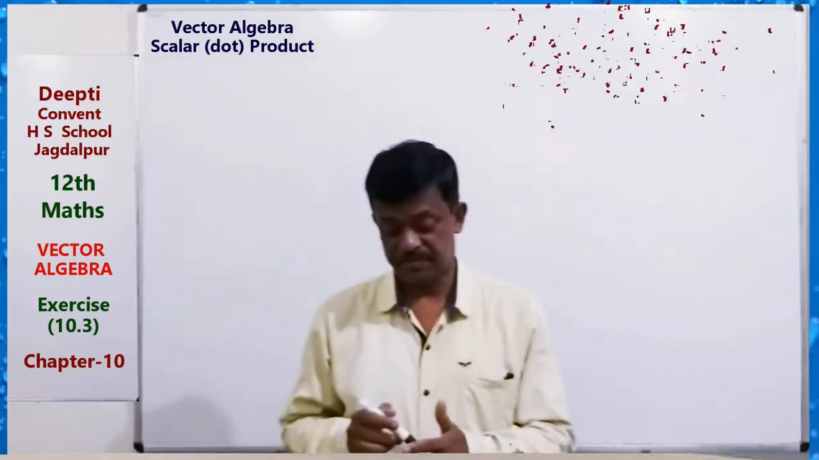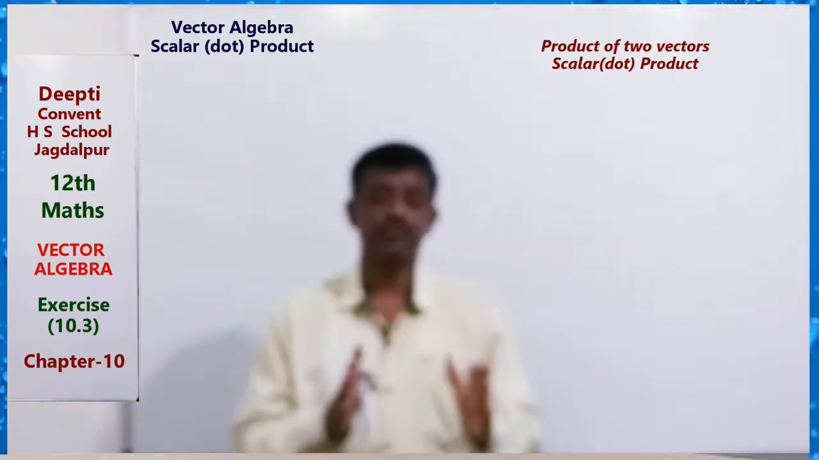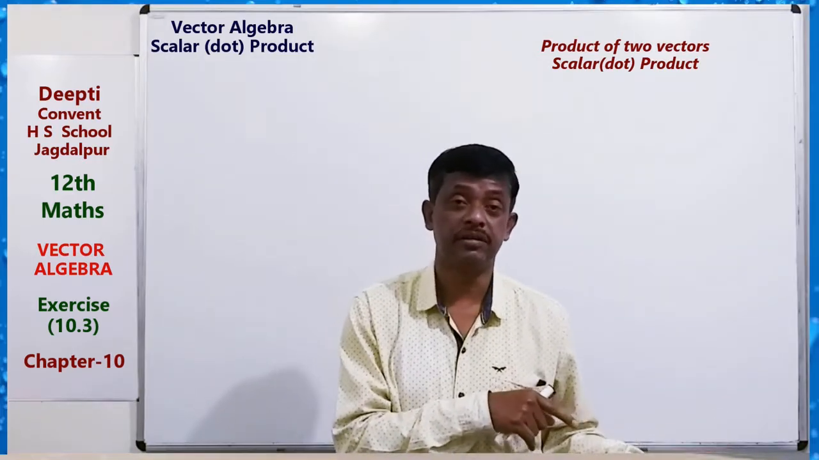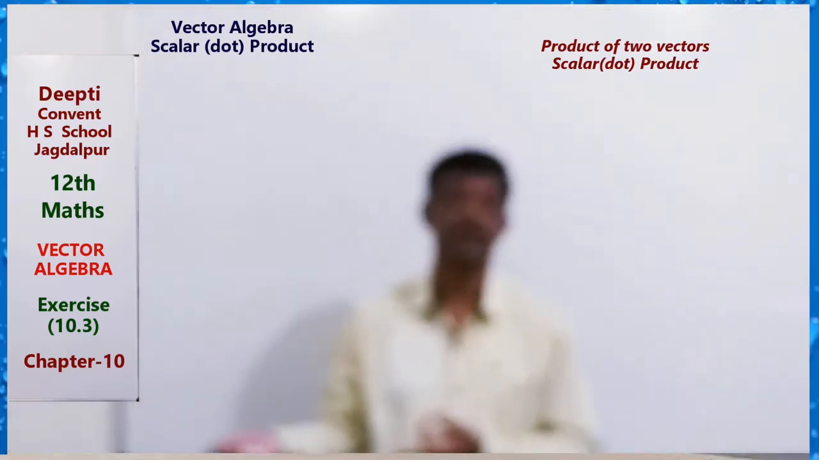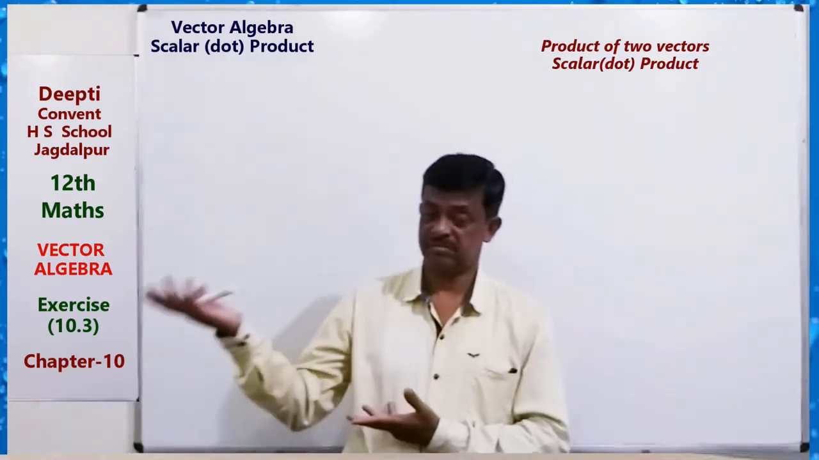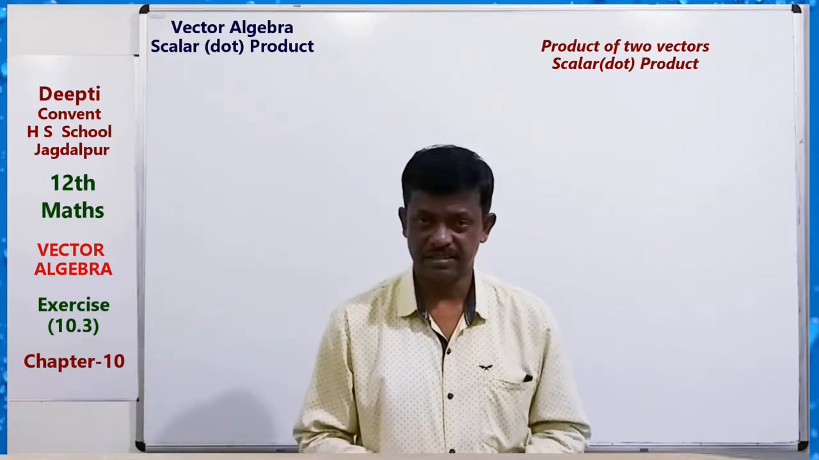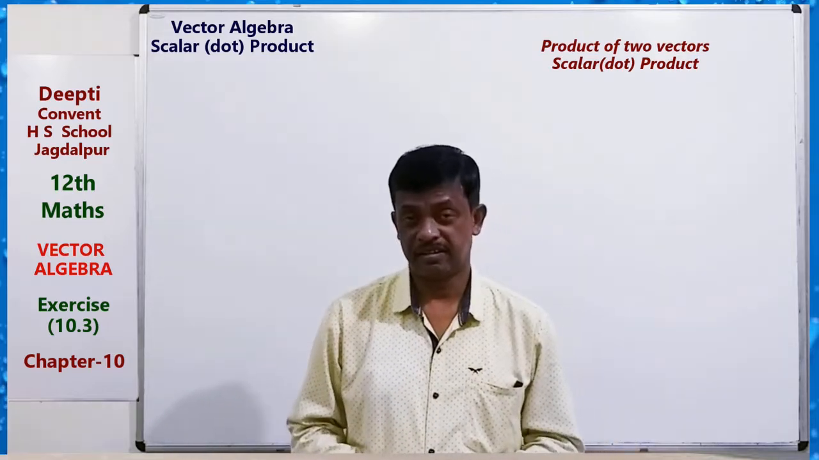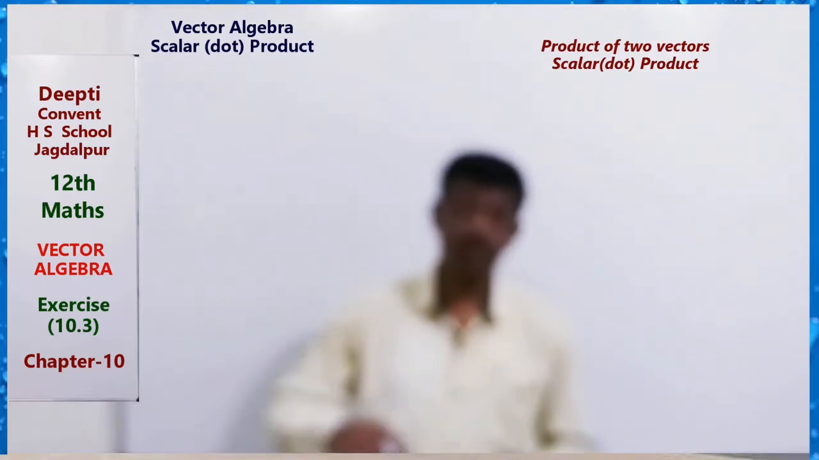Just as we know that the product of two numbers is again a number: the product of two natural numbers is a natural number, the product of two real numbers is a real number, the product of two matrices is a matrix. Similarly here, the product of two vectors is a vector or a scalar.